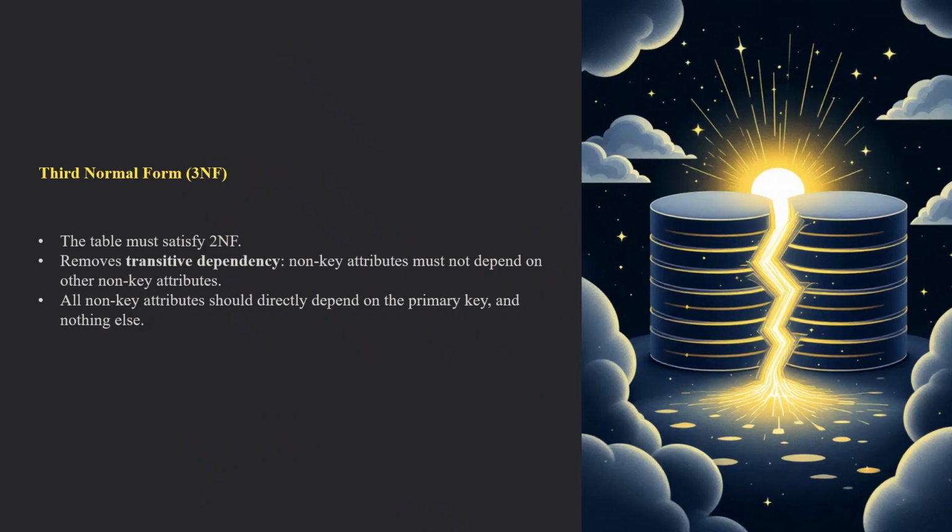Third normal form. The table must satisfy second normal form and remove transitive dependency, which means non-key attributes must not depend on other non-key attributes. Non-key attributes should depend directly on the primary key and nothing else.